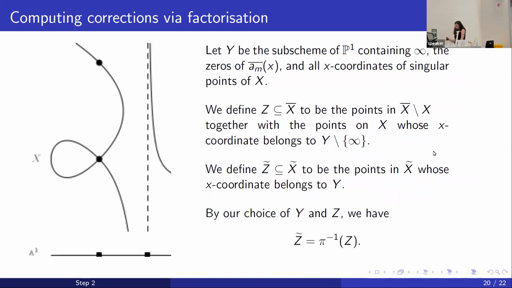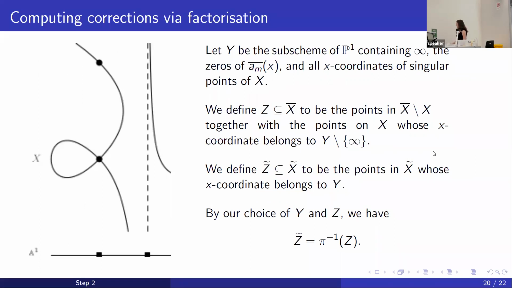So what we do in general is based on that example. What we do in general is compute 3 subschemes: a subscheme y of the projective line, a subscheme z of the projected plane curve bar x, and a subscheme tilde z of the non-singular projective curve that we are trying to compute the zeta function of.